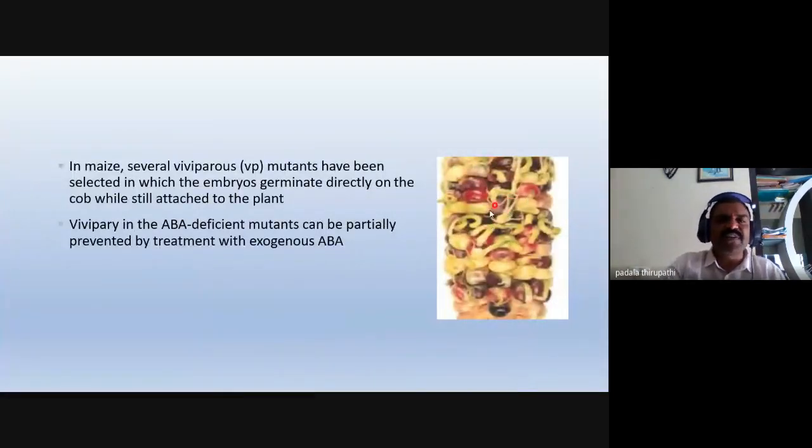In maize, several viviparous mutants have been selected in which the embryo germinates directly on the cob. This is the kernel or cob of the maize, while still attached to the plant. These seeds are already germinated within the cob of the maize. Vivipary in ABA-deficient mutants can be partially prevented by treatment with exogenous ABA.